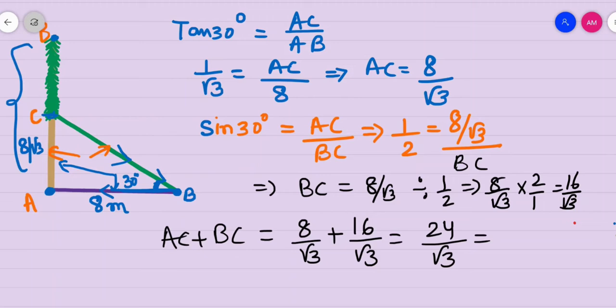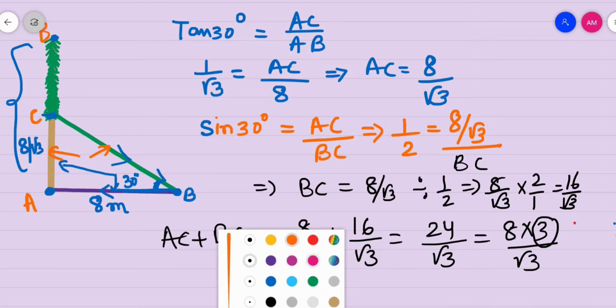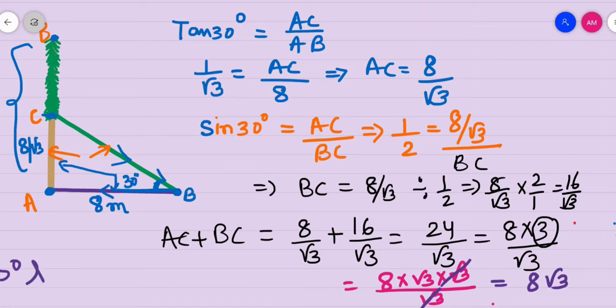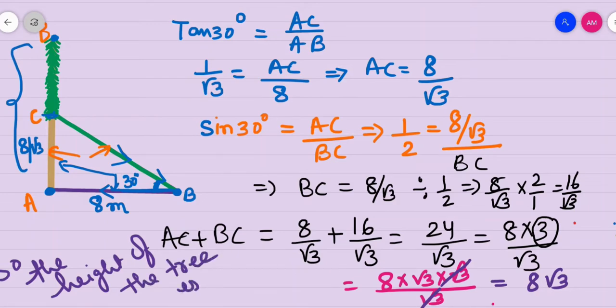Now children, if you factorize, you will get 8 into 3 by root 3. But this 3 can be written as root 3 into root 3. So if I write 8 into root 3 into root 3 divided by root 3, you will see that root 3 gets cancelled and you are left with 8 root 3. So the height of the tree is 8 root 3 meters.